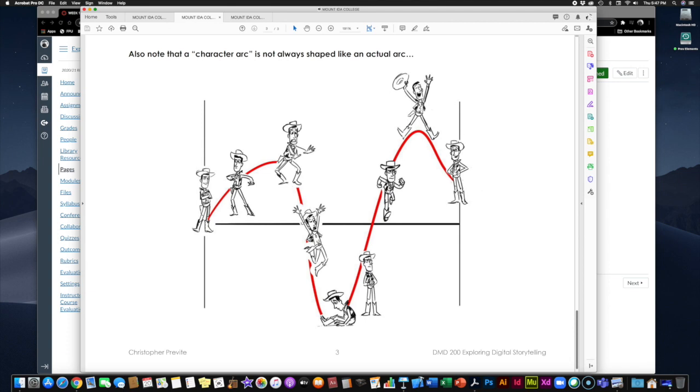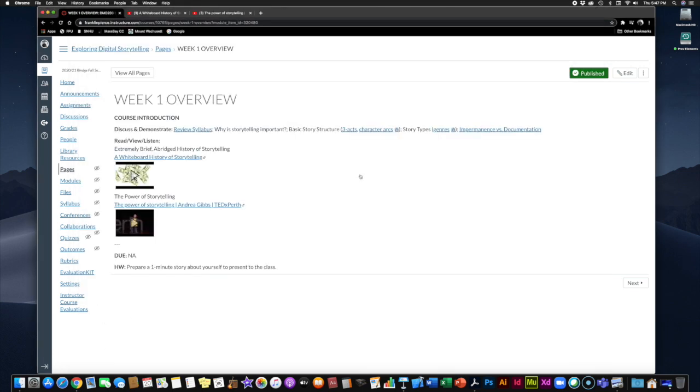But you'll notice that his resting point at the end of this story is just a little bit higher than his resting point at the beginning. So he's improved incrementally through the story. Okay, so that is character arcs.